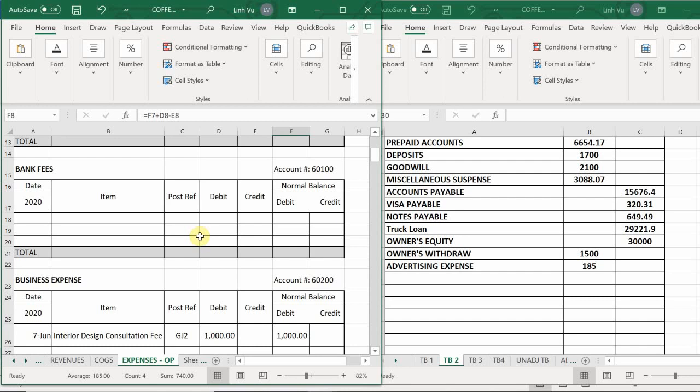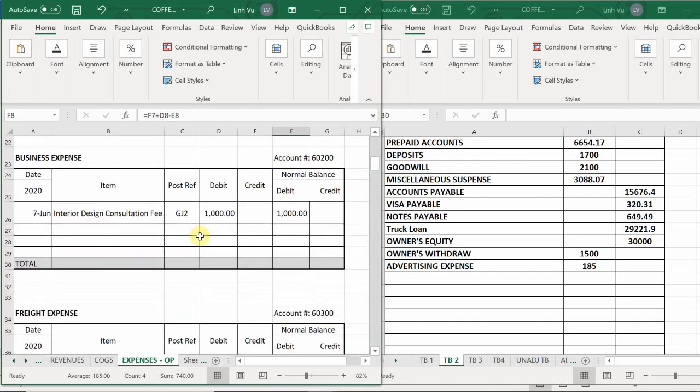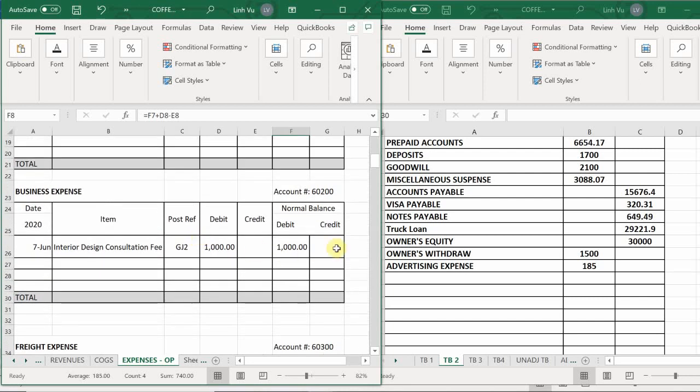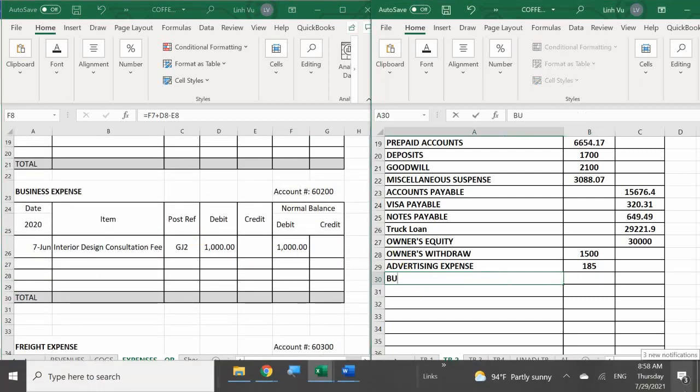We haven't encountered any bank fees yet because we haven't done our bank reconciliation. But we do still have a business expense for the consultation from Miss Kim Robinson, which was a total of $1,000.